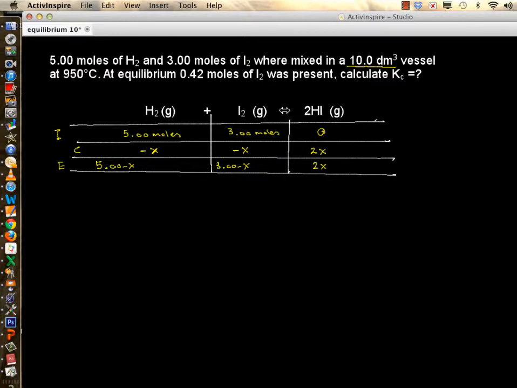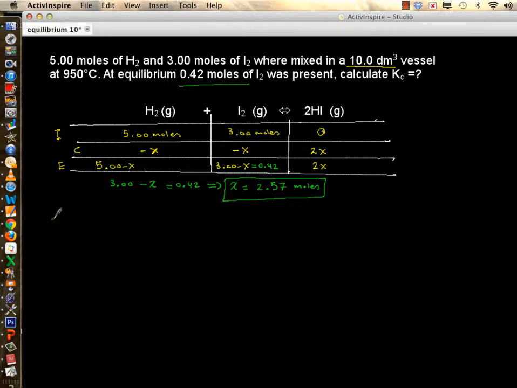One other piece of information which is vital is they say at equilibrium I have 0.42 moles of iodine, so 0.42. So now X comes to life. 3 take away X is 0.42, and you can say X is 2.57 moles. So the first step in the calculation is we found X.